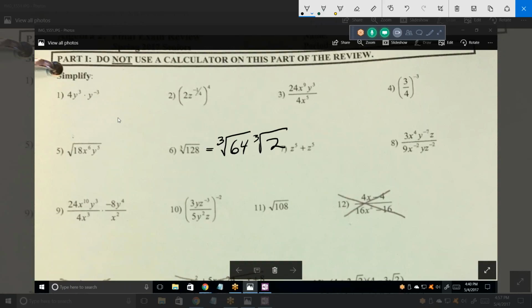Eight. Okay, what's 3 cubed? 3 cubed is 9. Nope. 3 squared is 9. 3 times 3 is 9. 3 times 3 times 3. 27. Okay. What's 4 cubed? 64. There's your answer. If 4 cubed is 64, then the cube root of 64 is 4.